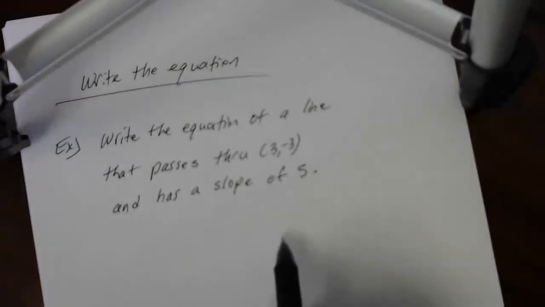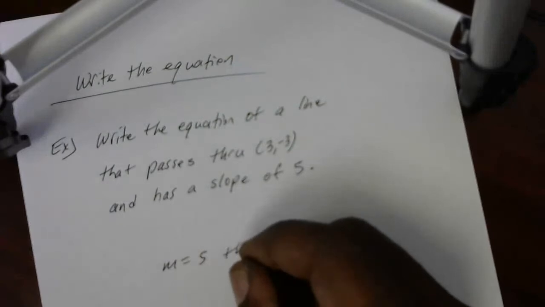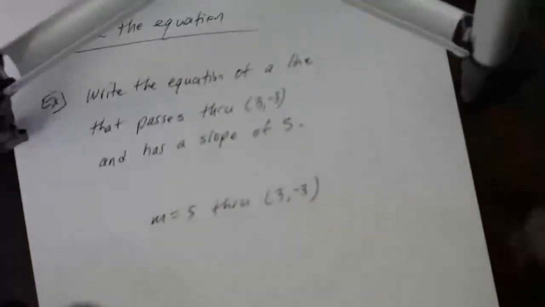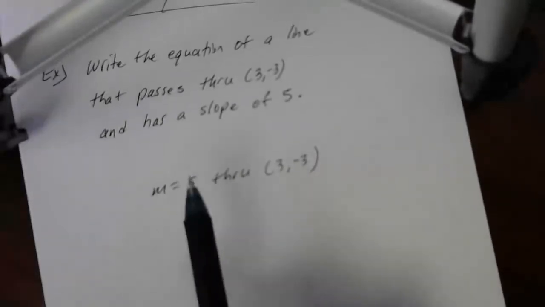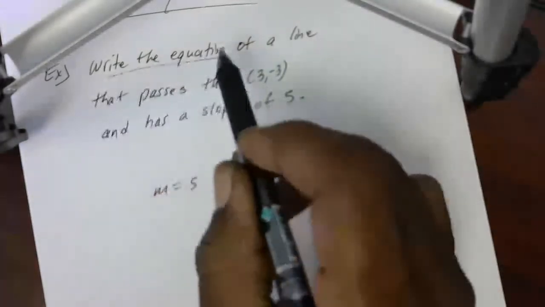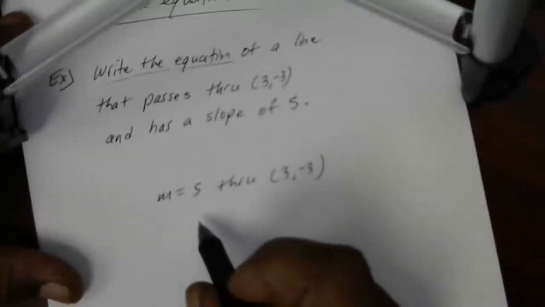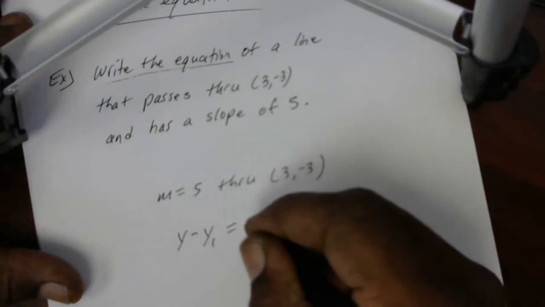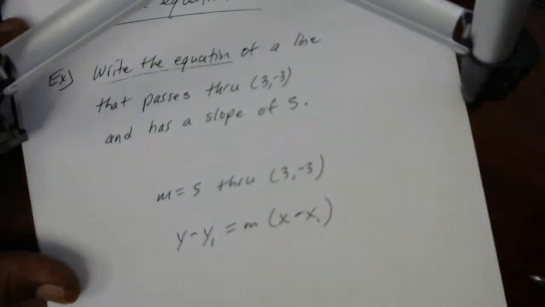So I'm just going to jot down some information. I'm going to jot down the slope. So m is equal to 5 and it passes through 3, -3. I'm just pulling out the two things that we need to write this equation. So we were asked to write an equation, so automatically we're going to consult the point slope form. So that point slope form is y minus y sub 1 equal to m times the quantity x minus x sub 1.